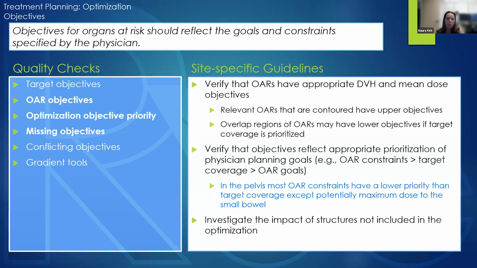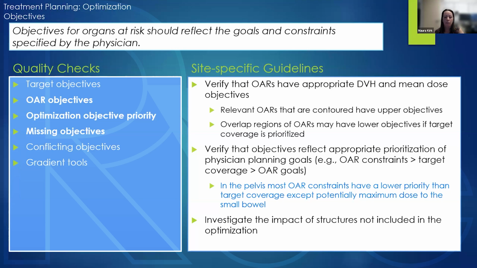So in the pelvis, most of the OAR constraints have a lower priority than target coverage, except potentially the max dose to the small bowel. So just make sure with constraints that are difficult to achieve for a particular case that you communicate with the physician on what priorities you should look for.